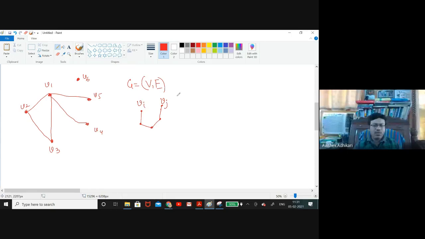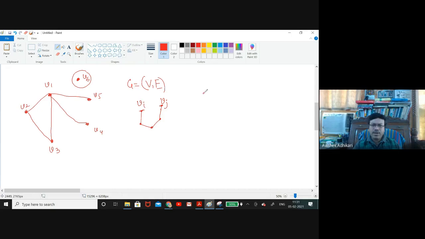Now, if it is a disconnected graph, then there must exist some vertex such that there exists no path from some other vertex. That means there exist at least two vertices Vi and Vj such that there exists no path between Vi and Vj. If that happens, then we call it a disconnected graph. So you can understand that in graph theory, you might have a graph which is connected as well as one which may not be connected.